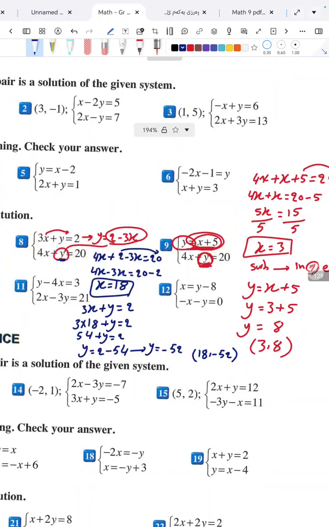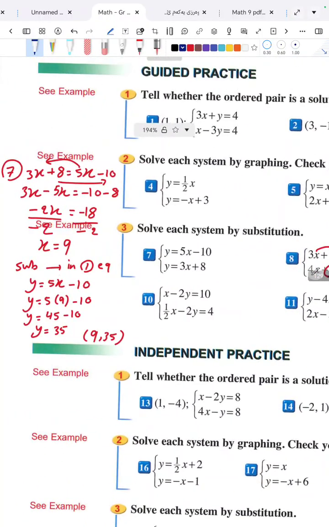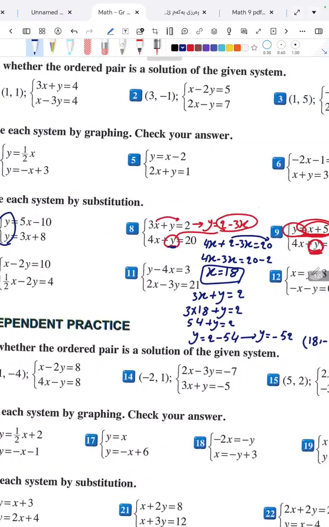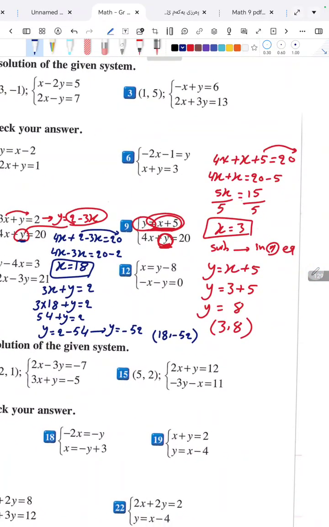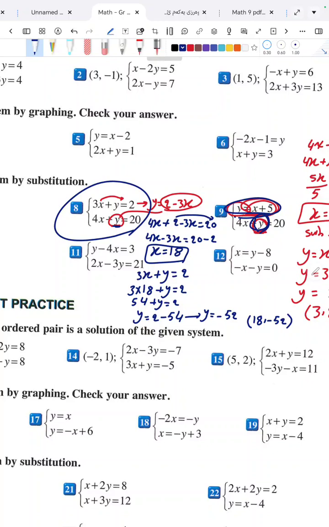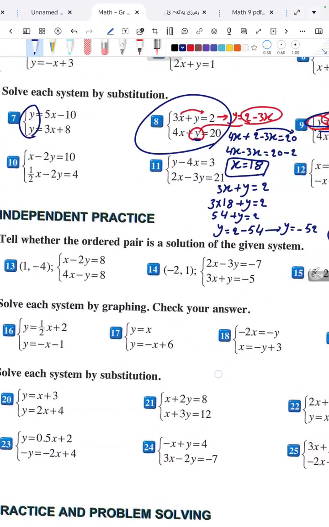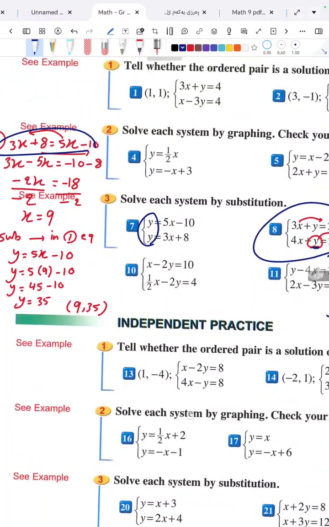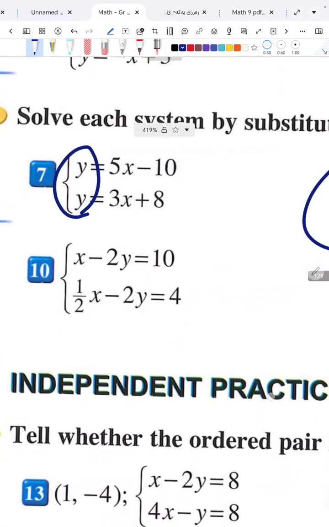So it's so easy. When both of them are written as y, just rewrite them next to each other and solve. If one of them is written as y, instead of the second y, write the equation that was written as y. If none of them is written as y, to find x and y, just change one of them to y, then solve. Let's solve question 10, because some of you asked about question 10. Let's see if it's hard or not.